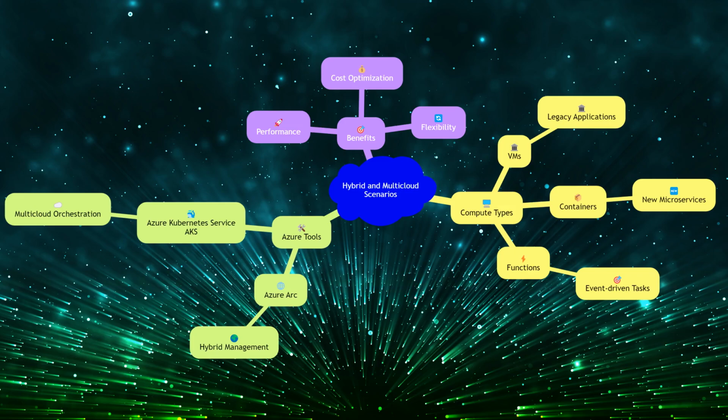In hybrid and multi-cloud scenarios, you may need to leverage a combination of VMs, containers, and functions. For example, you might use VMs for legacy applications, containers for new microservices, and functions for event-driven tasks. Azure provides tools and services to manage these diverse environments, such as Azure Arc for hybrid management and Azure Kubernetes Service, AKS, for multi-cloud container orchestration. By combining different compute types, you can optimize performance, cost, and flexibility across your entire infrastructure.